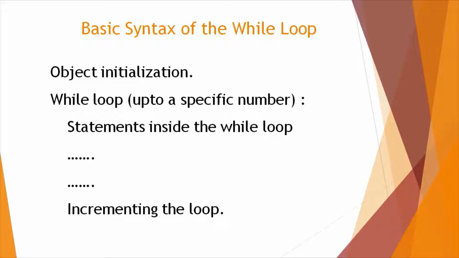So here's the basic syntax of the while loop. First of all, we have to do the object initialization. Then we run the while loop up to a specified number, and there's a colon after it. Then the statements inside the while loop will be executed, and after that we have to increment the loop.